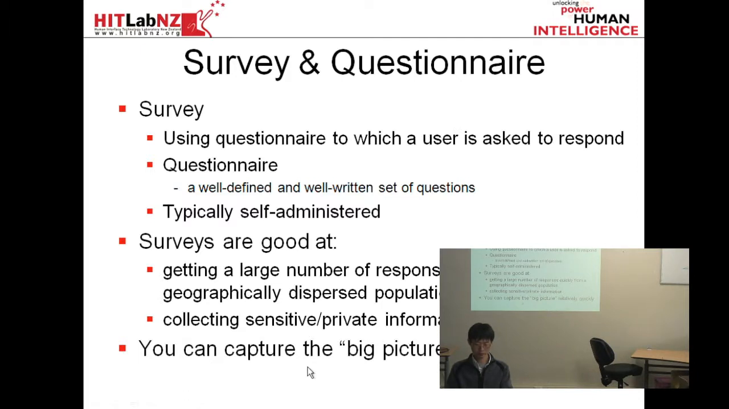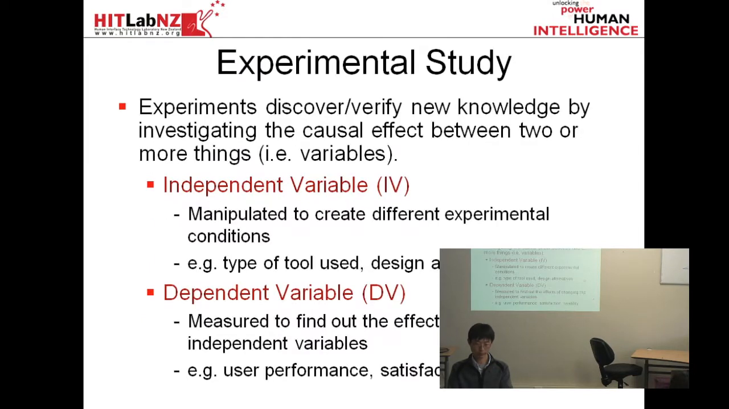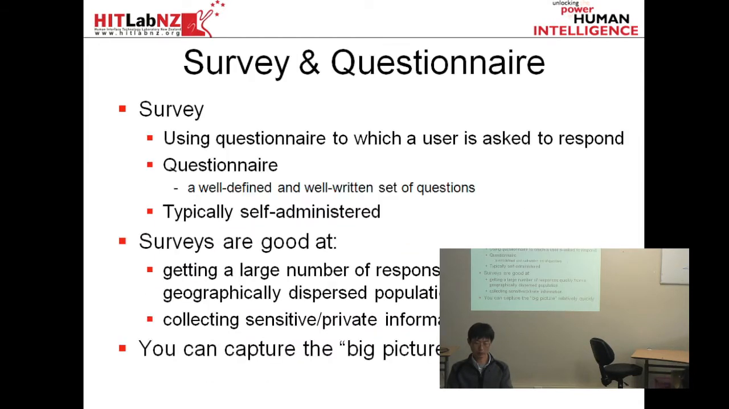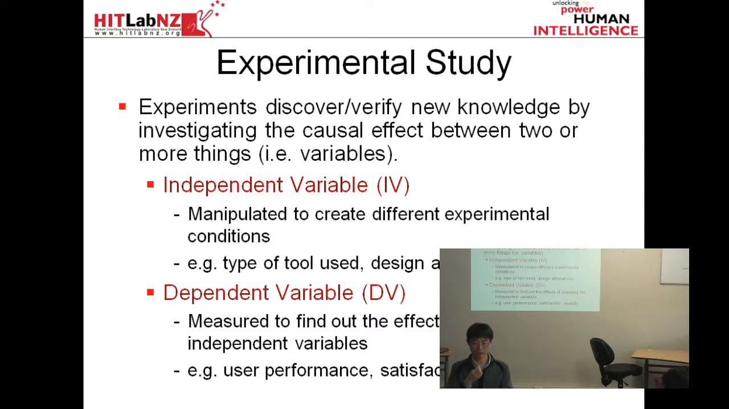And in summary, it can capture the big picture in a relatively quick way. So that's survey and questionnaire. And then the last type is experimental studies, which is trying to discover or verify new knowledge, which means investigating the causal effect between two or more things, for example whether the new interface you developed, your new design, is actually causing improvement of user performance or experience.